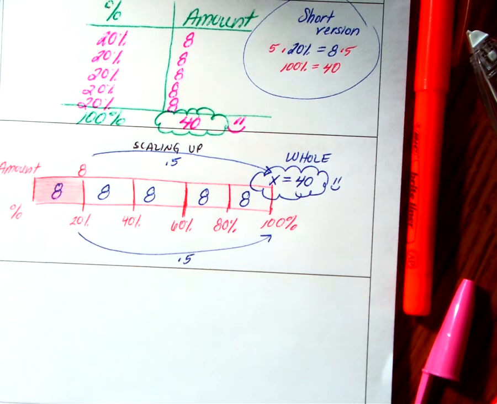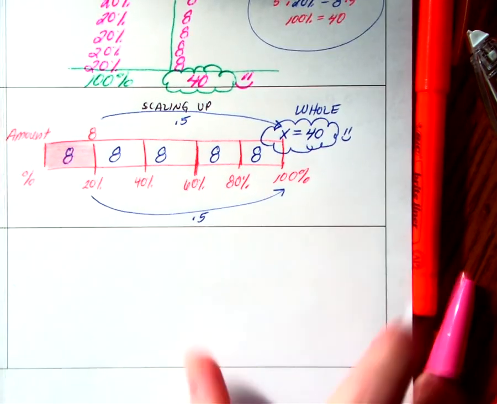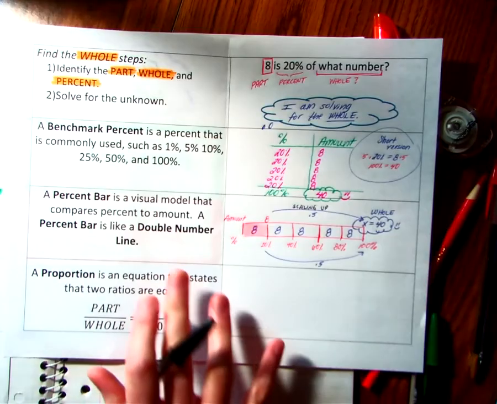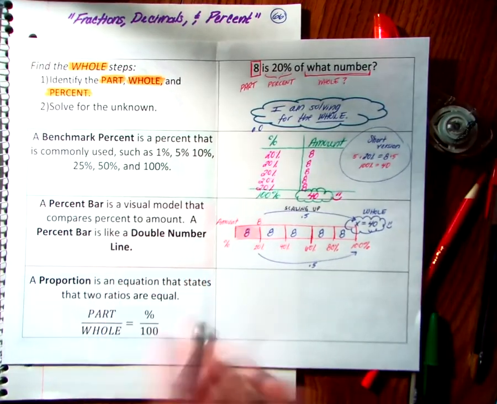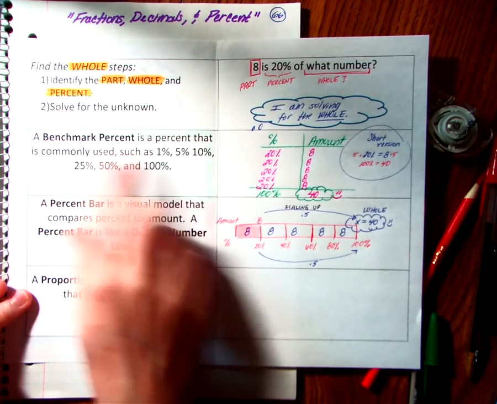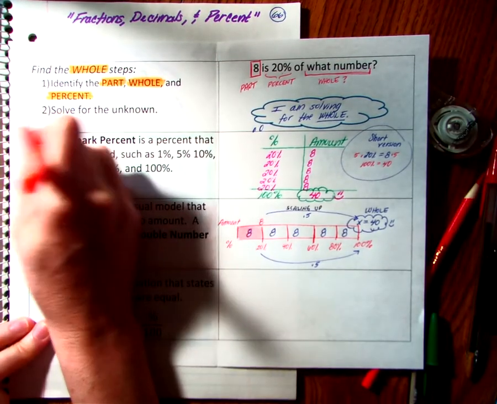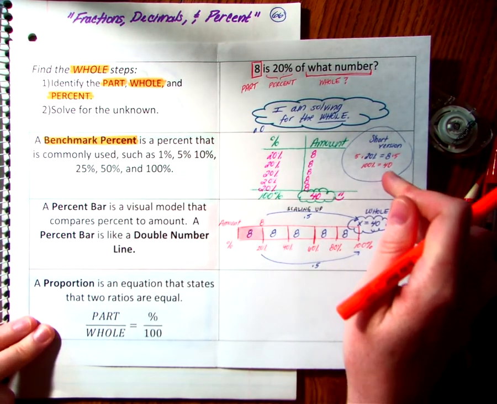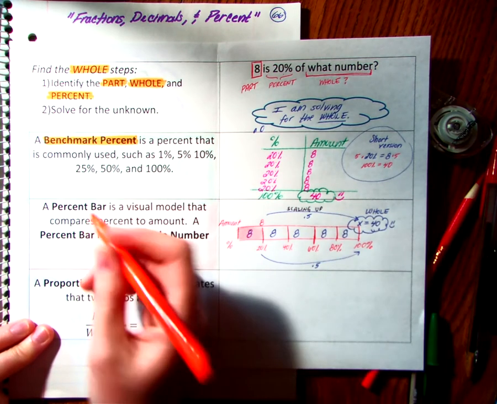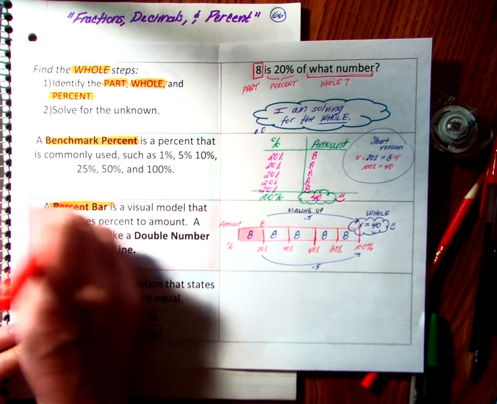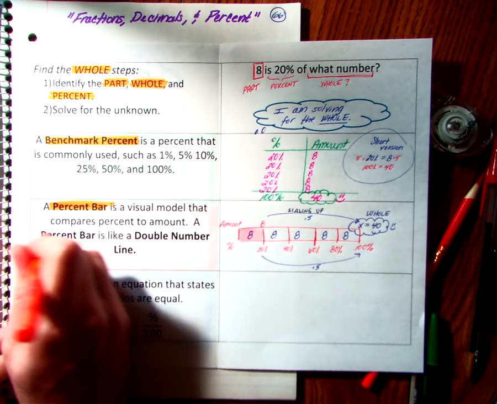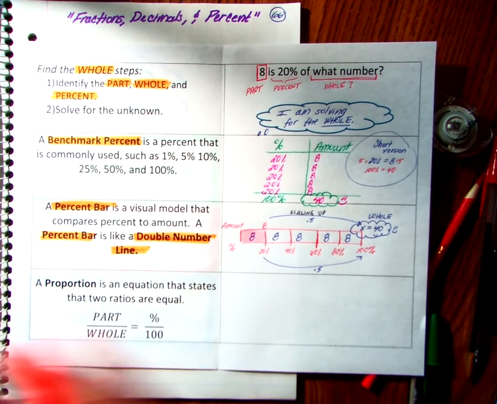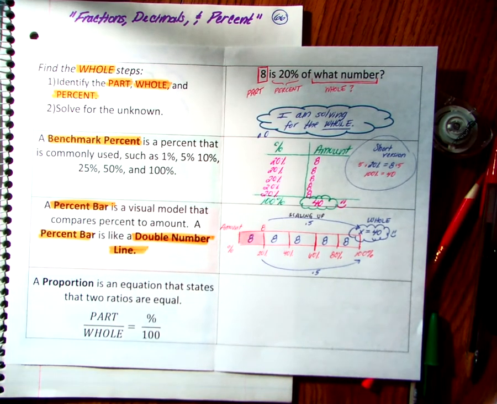One last thing to do is the proportion method. So let me zoom out again so we can make sure we're catching all our important vocabulary. We just did benchmark percent, which you can do as a list. And then you can add up the parts of the list. But then I had a short version with some multiplication. You can do a percent bar. The percent bar is like a double number line. And within your percent bar, you do have equivalent ratios.